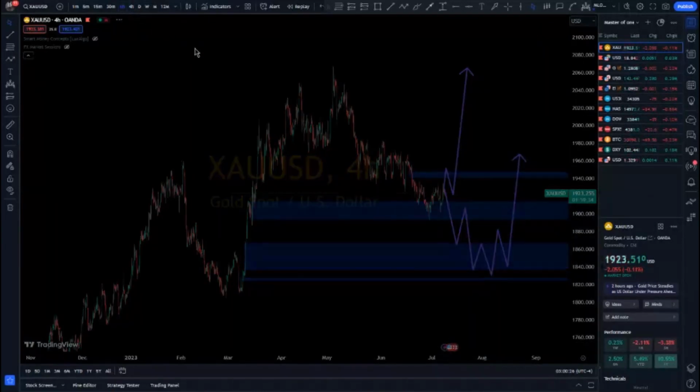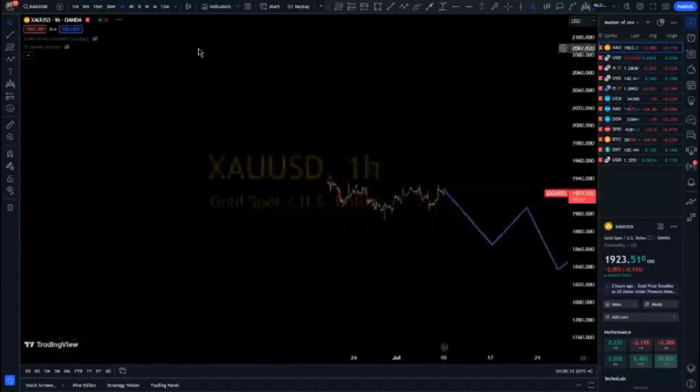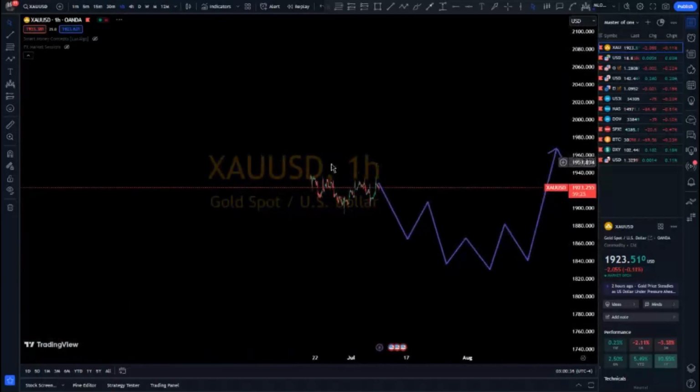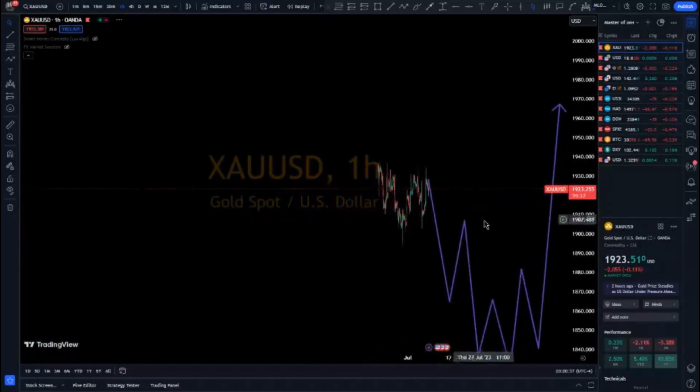And then let's move down to H1, which is our last time frame that we'll look at as far as gold is concerned. Excuse me. So on the H1 time frame, this is what we currently have.